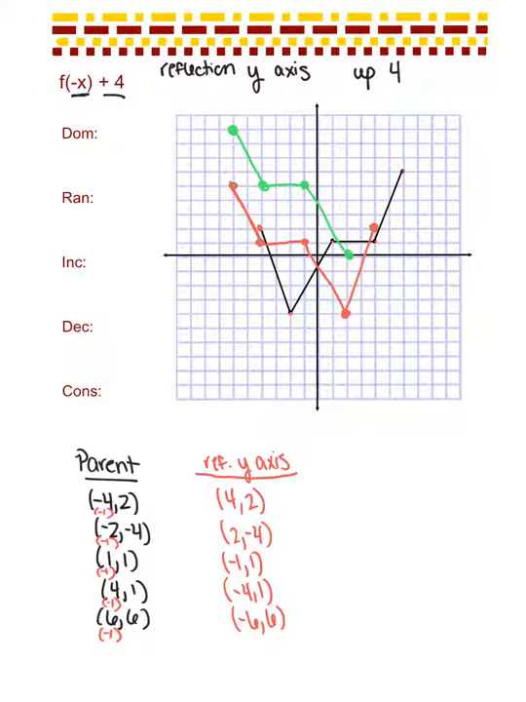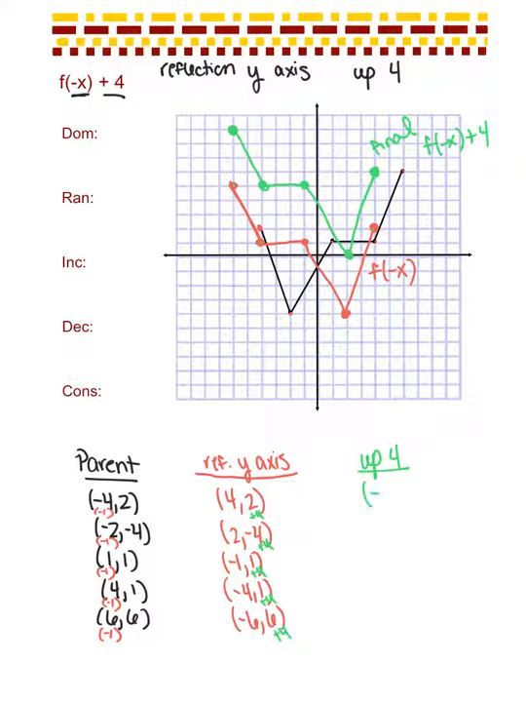This next one, go up 4. So this is your final graph. The red graph is f of negative x. The green graph is f of negative x plus 4. And when I'm using the point method, point for point, if I go up 4, I'm just adding 4 to all of the y values.